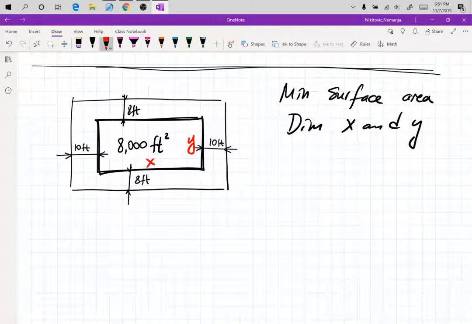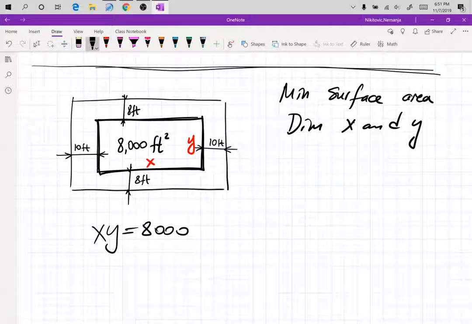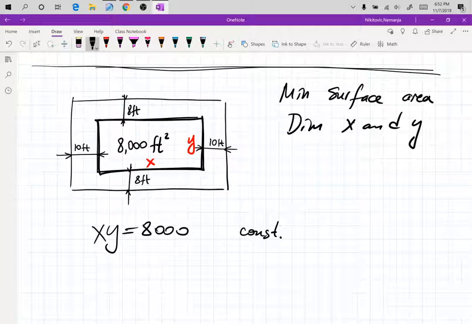All right. So, what are my equations? xy equals 8,000. Excellent. You immediately see the area of the pool. So xy equals 8,000 is your constraint, because you are set to have an 8,000 square feet pool. Right? What's your objective function? What are you minimizing? The total area, right? So what are the dimensions of the total?